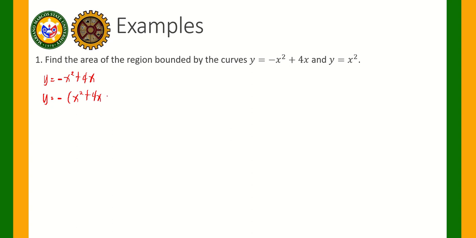So, this is y equal to negative x squared plus 4x. And then, we add 4. Tapos kung anong ginawa natin dito, yun din yung gawin natin sa kabila. So we add 4 here. So 4 plus y. Now, this is y plus 4 equal to negative x. What is the factor of this one? That is x. This should be negative kasi nilabas pala natin si negative.